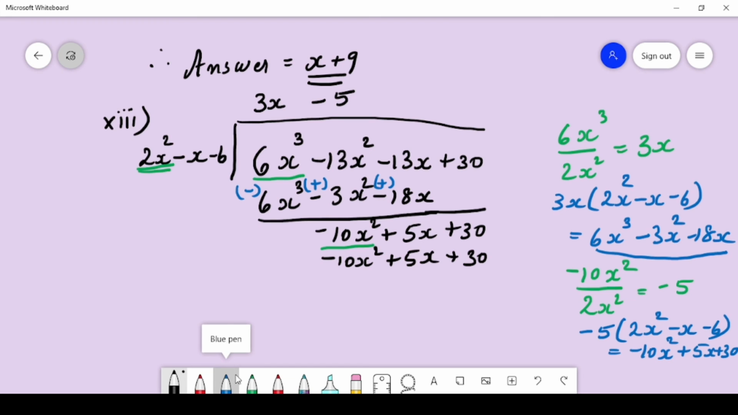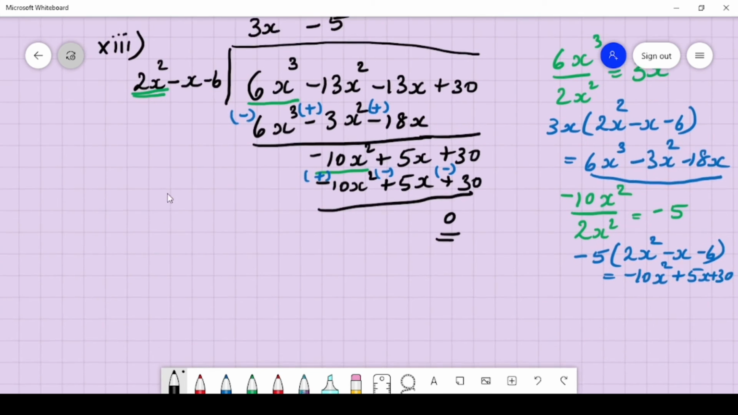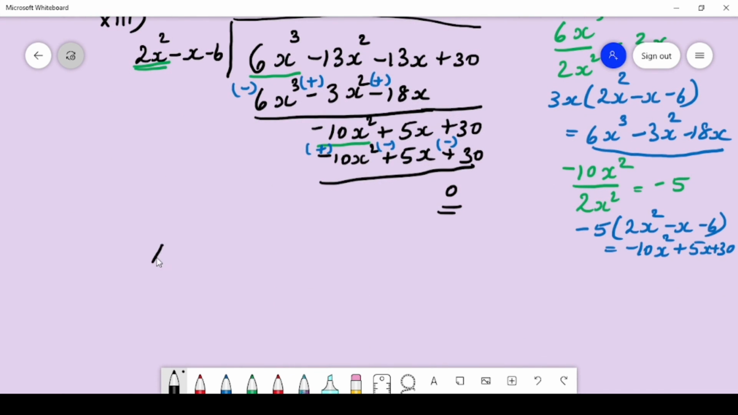subtract this one, isn't it? So how to subtract? Change the sign of the number to be subtracted and add. That is the rule that we are following here. So first one will become plus, then second one will become minus, and this one will become minus. Okay. Now you take the difference. How much you will get? 0 you will get, isn't it? So how much will be the answer? 3x minus 5. So the answer is equal to 3x minus 5. Hope it is clear for all.